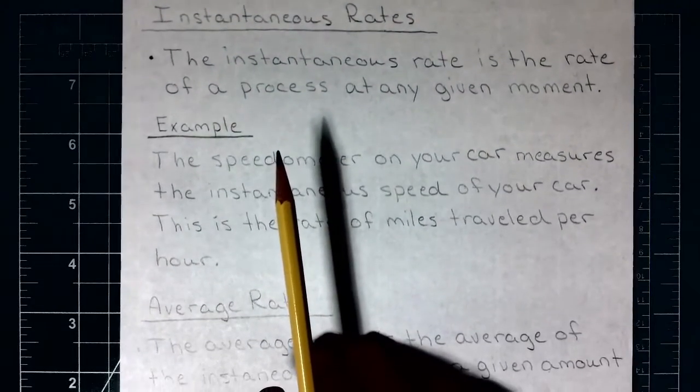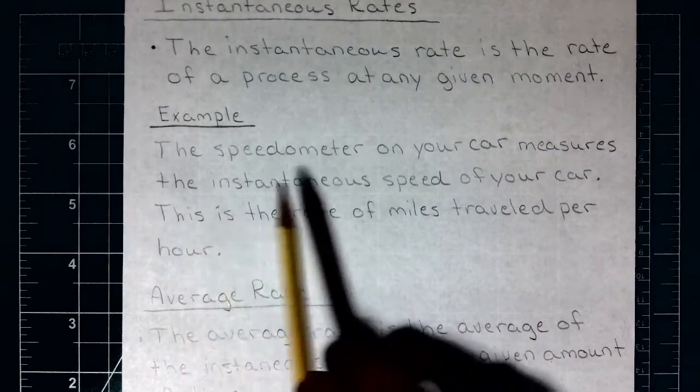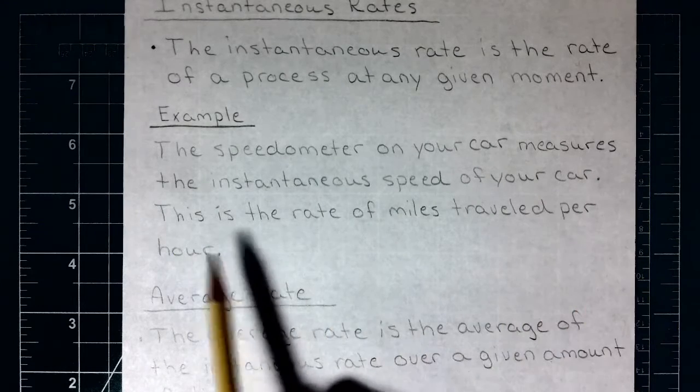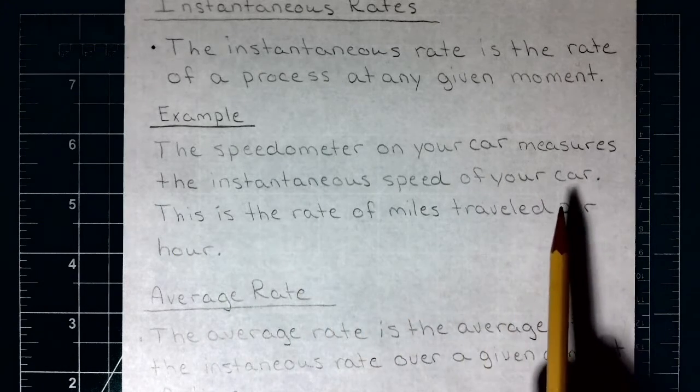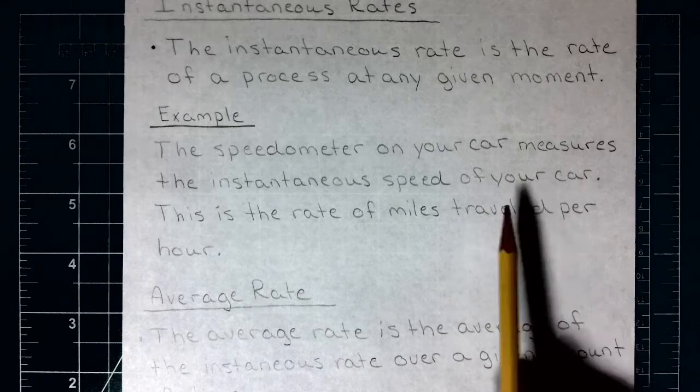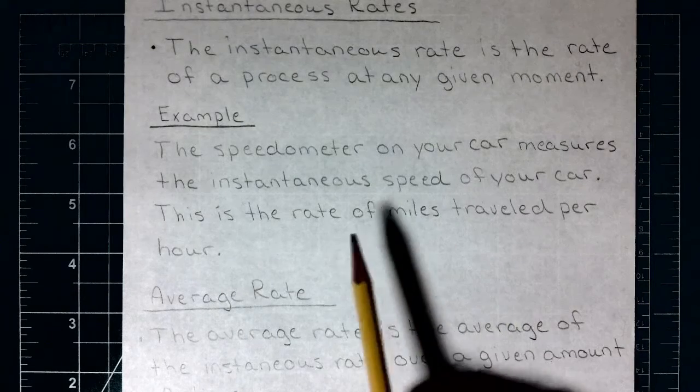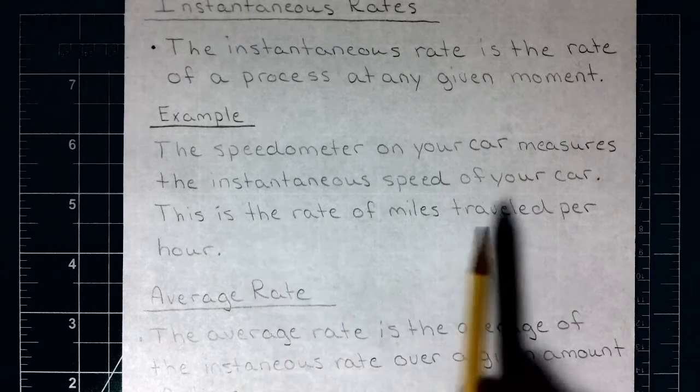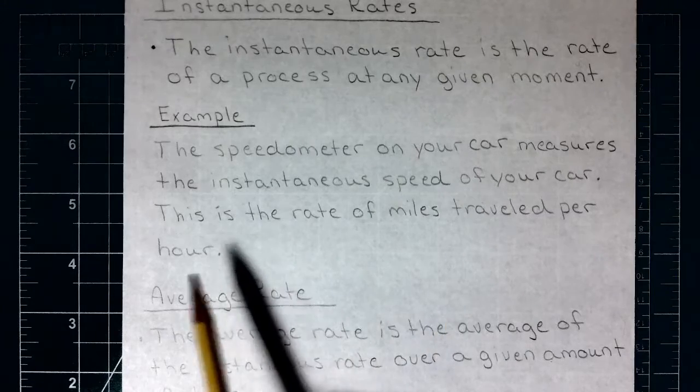An example of that would be like the speedometer on your car. This measures the instantaneous speed of your car. It tells you how fast you're going at that moment, not necessarily how fast you're going over the entire length of your trip.